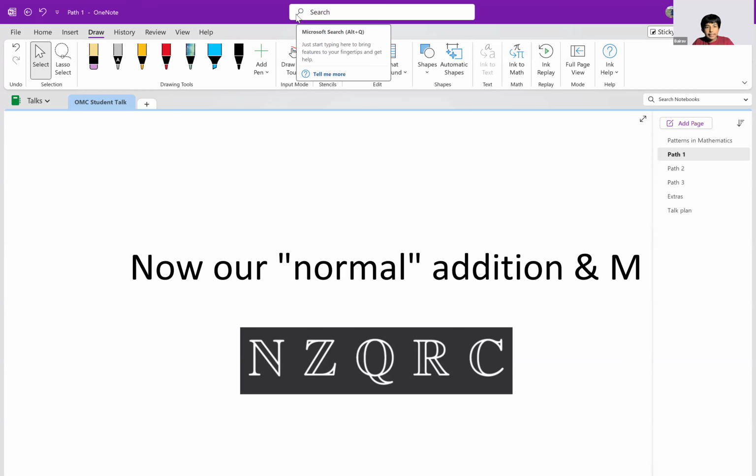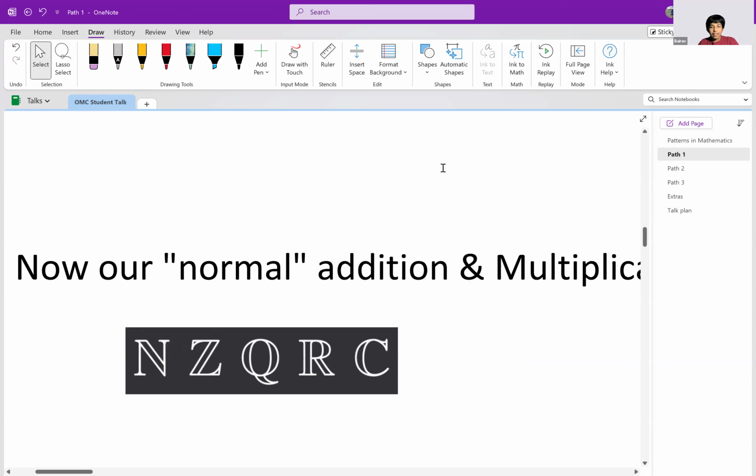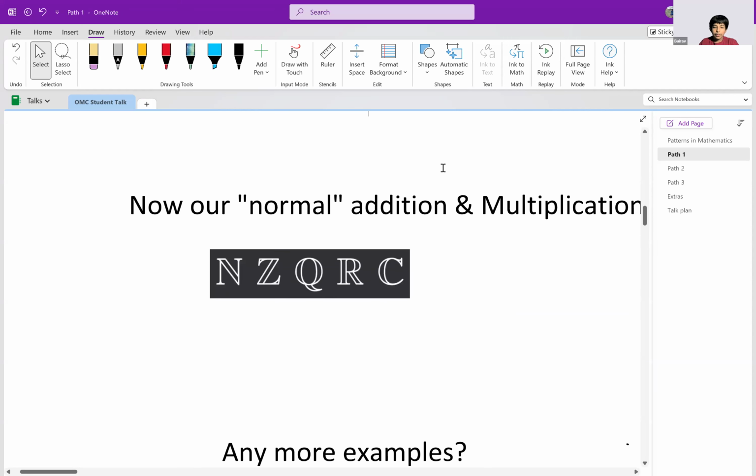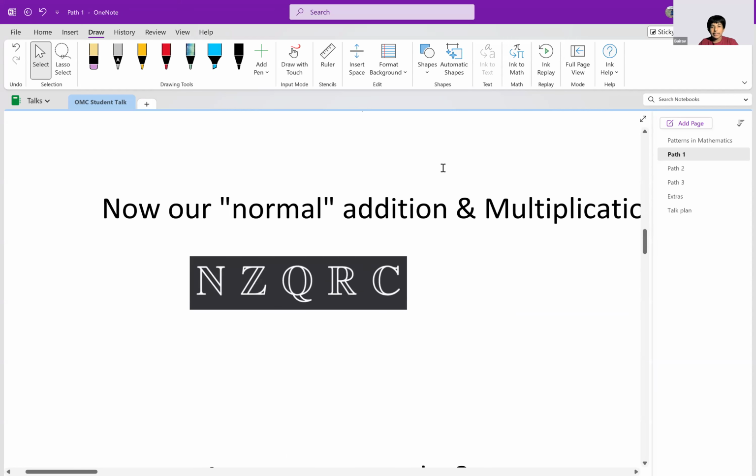So now I guess I take some questions. Otherwise, can we think of any more examples which are sort of like addition and multiplication, but very slightly different? So we can call it addition and multiplication.